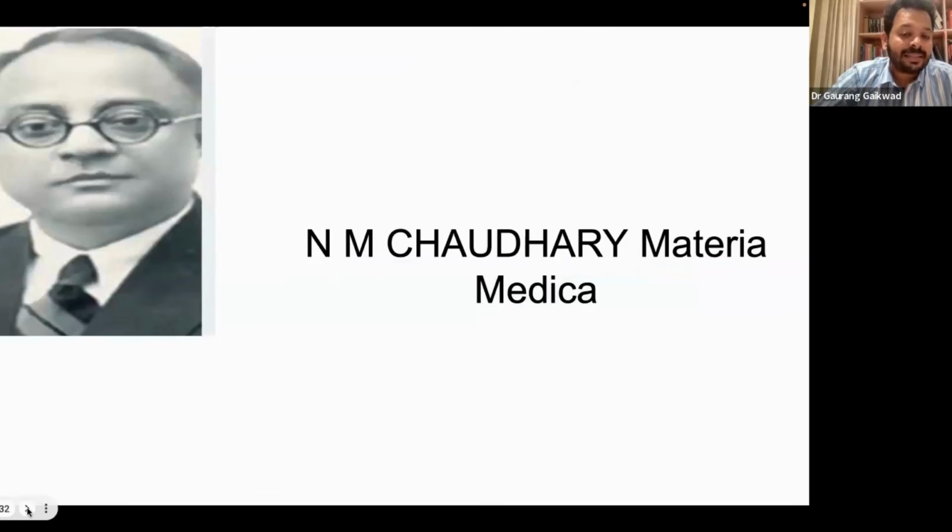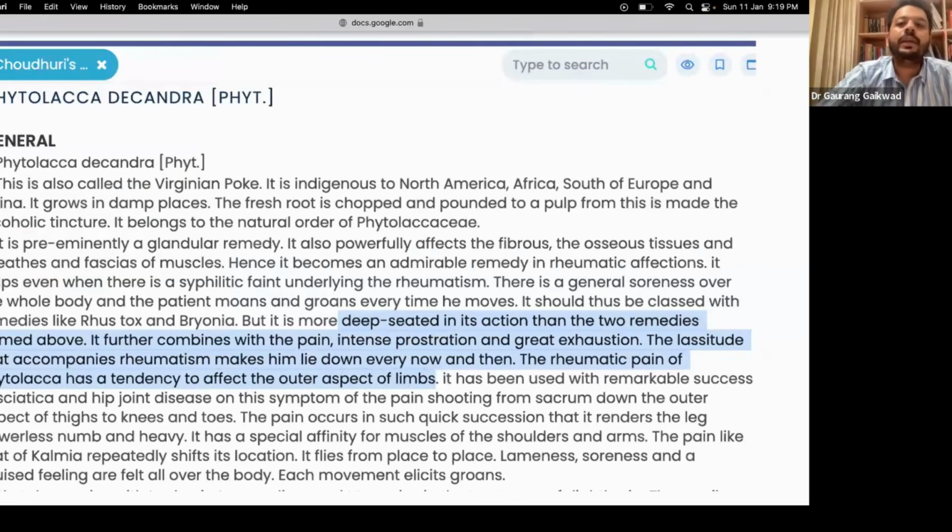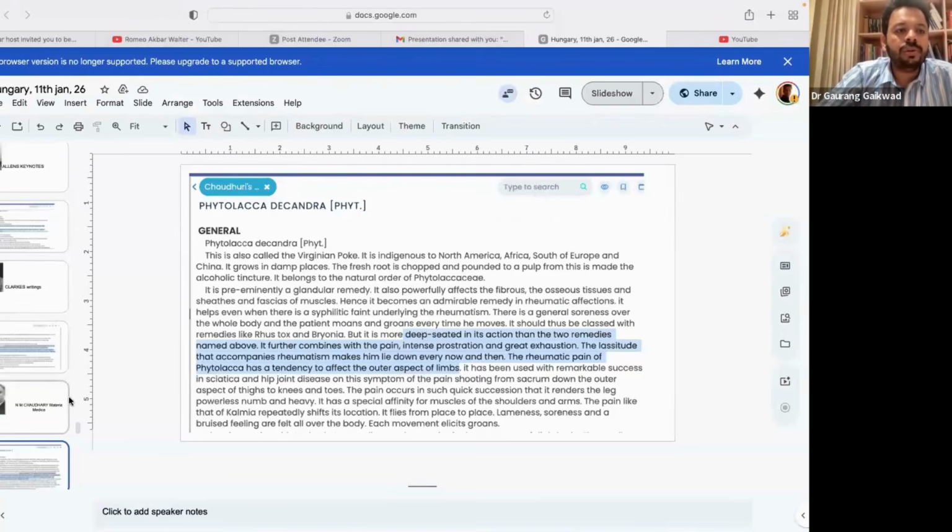N.M. Choudhury, this is another fascinating materia medica which I used to read. One of the most important things N.M. Choudhury writes is that the rheumatism is so deep seated that the patient has to lie down. They just cannot move. And the pain is more on the outer side of the limb. So this is the medial side. In Phytolacca, it's on the lateral side. That is Phytolacca. So anyways, cut the story short.